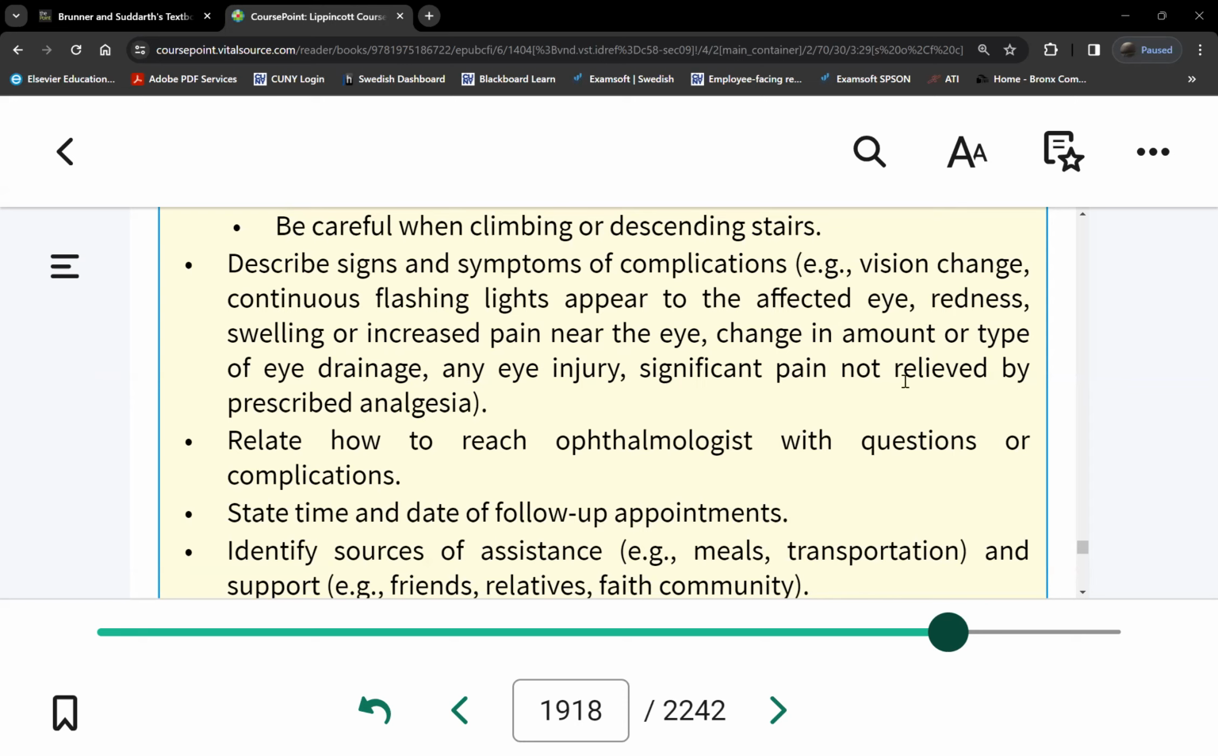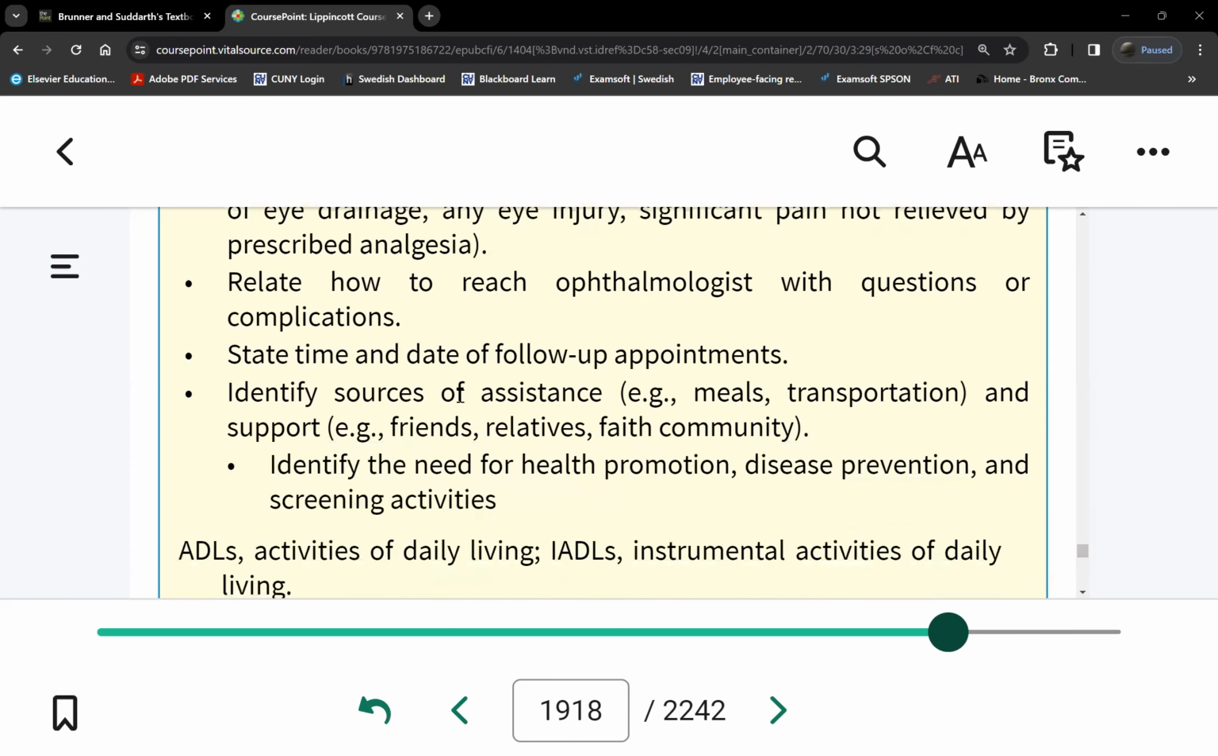Significant pain, again, not relieved. Minor pain is okay, but significant pain, especially pain that doesn't respond to Tylenol or ibuprofen, is reportable. Any questions about the post-op teaching? Alrighty.